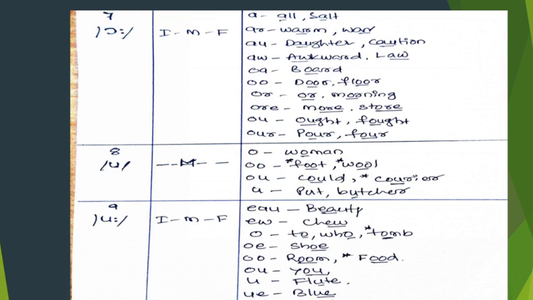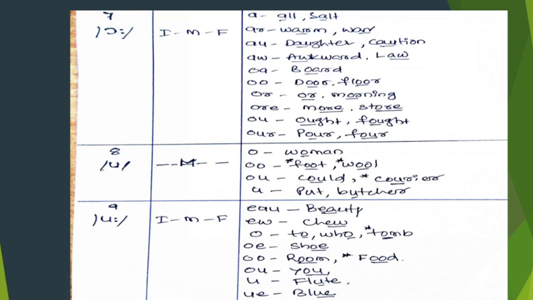With shoe, OE is giving the ooh sound. With double O, room. But you see food. People used to say this one with a short vowel. No, it is food. OU in you. With U, flute. With UE, blue. With UI, fruit. With WO, two.